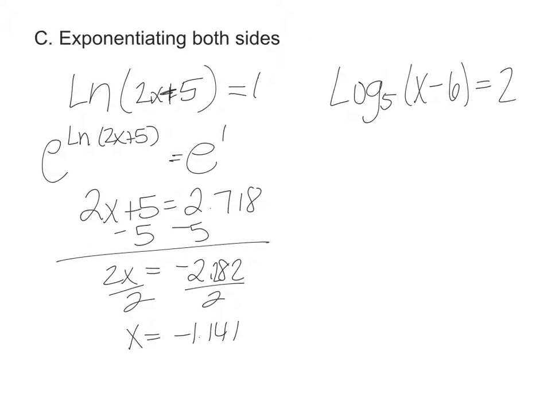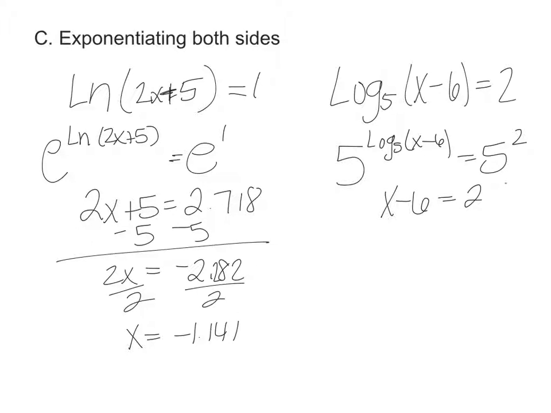So this is log base 5, so each side is going to become an exponent on a 5. So 5 to the log base 5 of x minus 6 equals 5 to the second power. And 5 and log base 5 are inverses, so 5 to the log base 5 of x minus 6 is x minus 6. 5 squared is 25. Add 6 to both sides, and x equals 31.